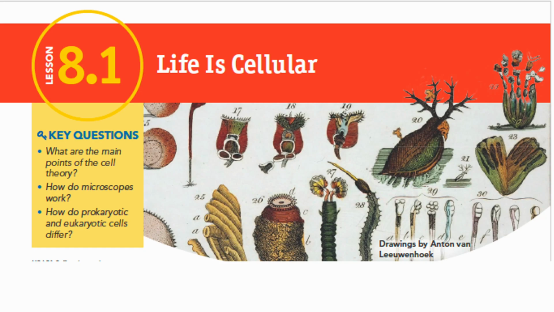All right, so now we're going to be going into lesson 8.1, which is life is cellular. Now, this is a short lesson, and what we're going to be looking at here are the main points of the cell theory, how do microscopes work, and how do prokaryotic and eukaryotic cells differ. So, again, in this chapter, we're looking at some of the simple.